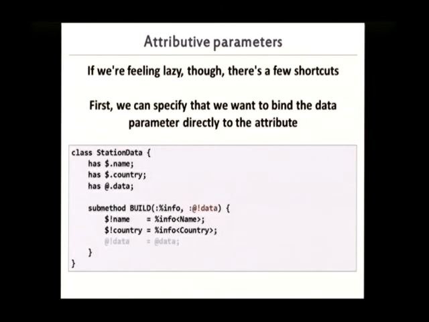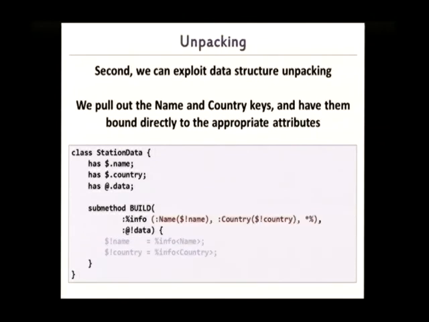So if I do that, then that line goes away, and that just goes in there, and we bind it straight into here. The other thing is that you can actually do data structure unpacking as well, meaning that I can take info, the hash, and I can then write another signature, which takes the hash, pulls out the name, and shoves it into the name attribute, and pulls out the country, and shoves it into the country attribute, and that star percent there means ignore all the rest of the values that are in the hash. So basically, we've done the whole thing with declarative programming there, rather than actually having to write any code. So, not bad.